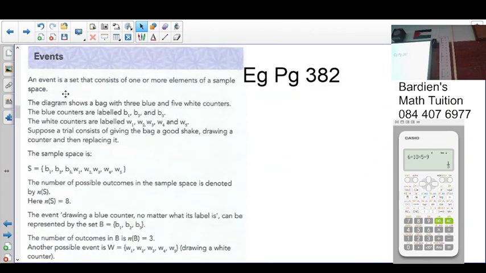An event is a set that consists of one or more elements of the sample space. Okay, that's exactly what it said now. No? So read it again. An event is a set that consists of one or more elements of the sample space.